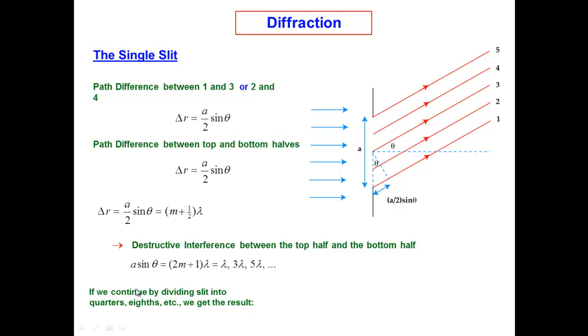And then we could also divide the slit up into eighths and sixteenths and so on. If we keep doing that, we would accumulate more and more values on the right-hand side of this equation for destructive interference. And it turns out that we would always get any integer multiple of the wavelength. So not just the odd integer multiples, but by dividing the slit into smaller and smaller pieces, we would eventually get all of the integer multiples. So this is the master equation for destructive interference due to diffraction.